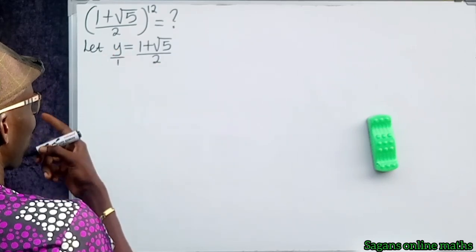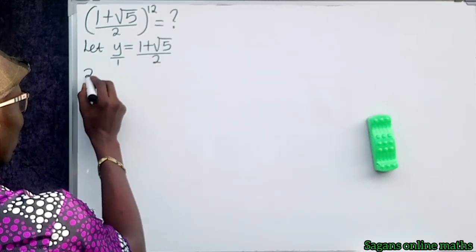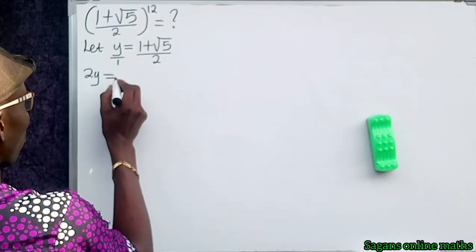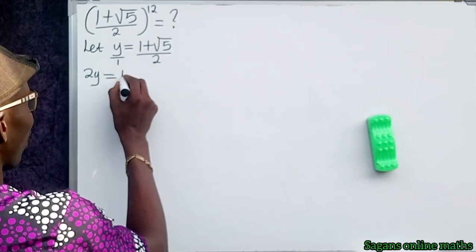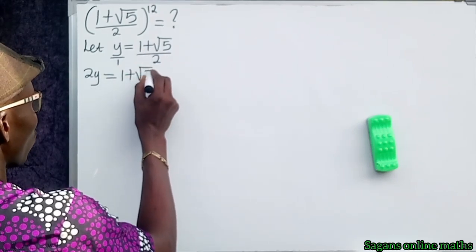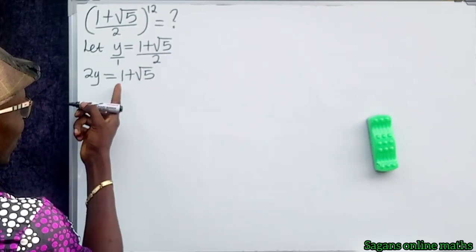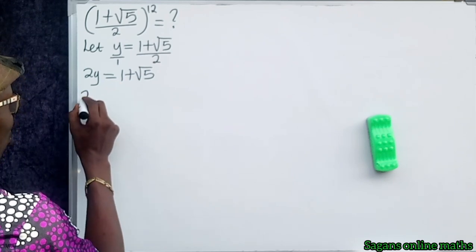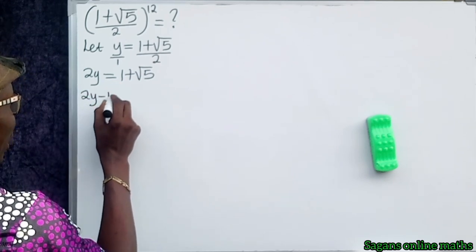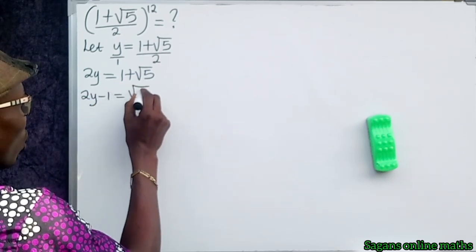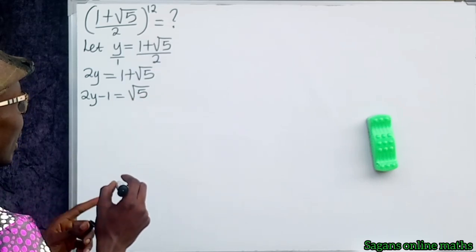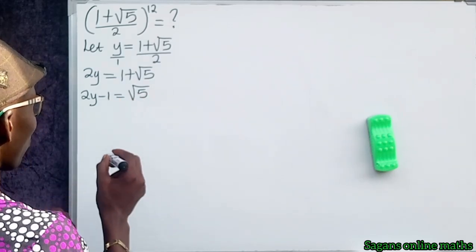Then 2 times y, by cross multiply, gives us 2y, equals 1 times everything you have, 1 plus √5, right? Now let's subtract 1 from both sides. So 2y minus 1 is equal to √5, right?